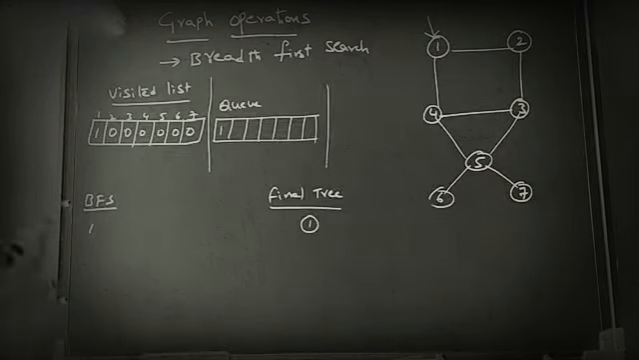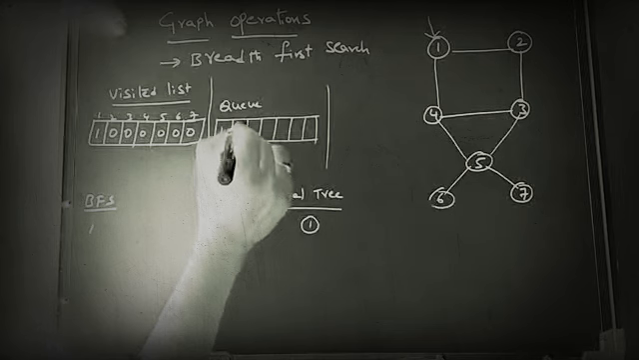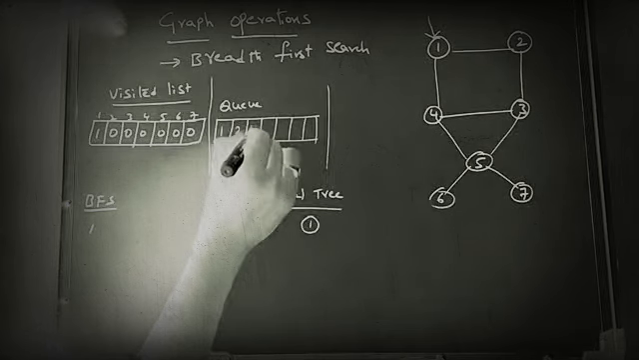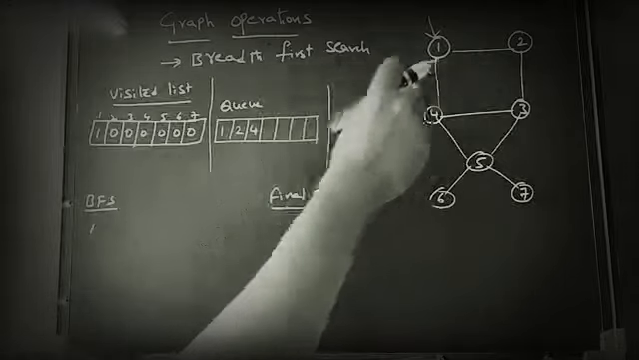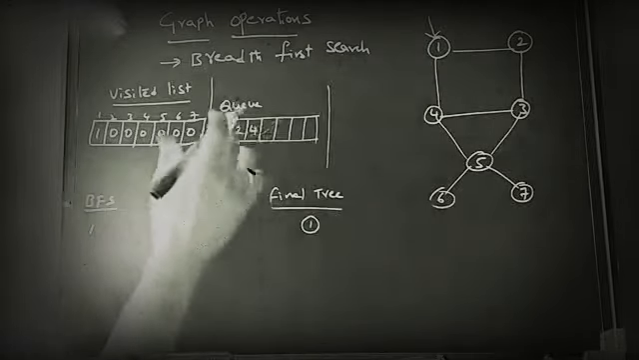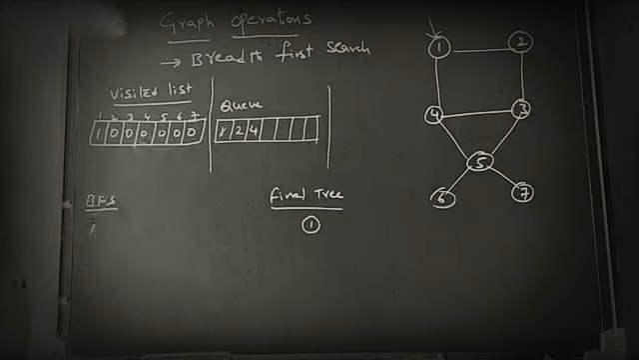So I think I'm clear about what I am discussing. Next, exploring, what are the adjacent nodes of 1? So 2 comma 4. So enter 2 comma 4, the adjacent nodes of 1. Once the adjacent nodes of any node are entered, that node is removed from the queue.